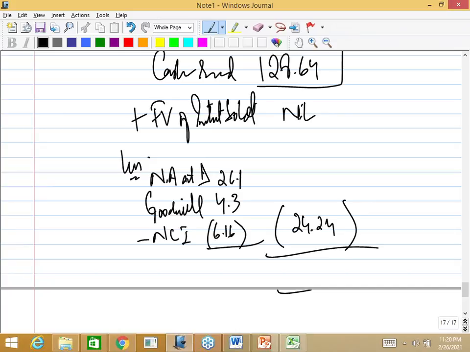So the gain or loss on goodwill should be 4.4. That is the gain or loss on disposal. Yes, the data will always be given to you, right?